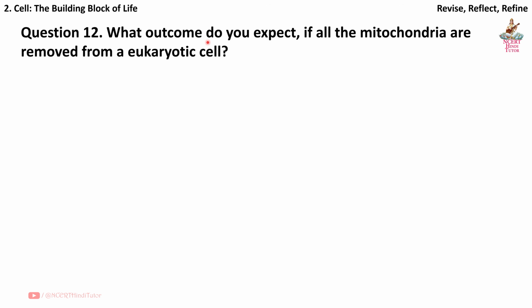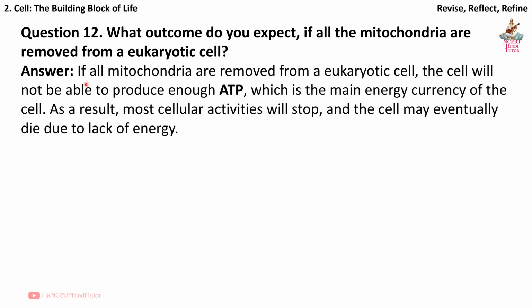Question 12. What outcome do you expect if all the mitochondria are removed from a eukaryotic cell? Answer: if all mitochondria are removed from a eukaryotic cell, the cell will not be able to produce enough ATP, which is the main energy currency of the cell. As a result, most cellular activities will stop and the cell may eventually die due to lack of energy.